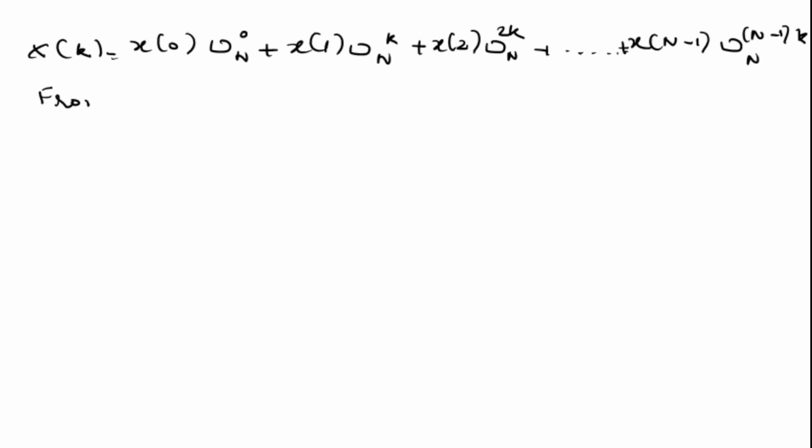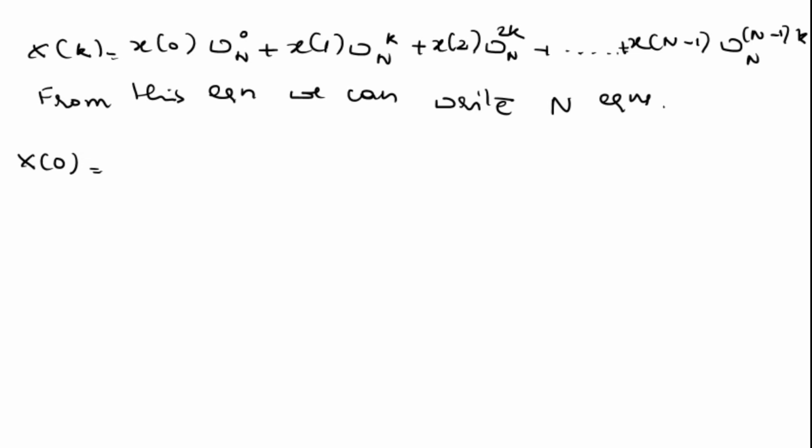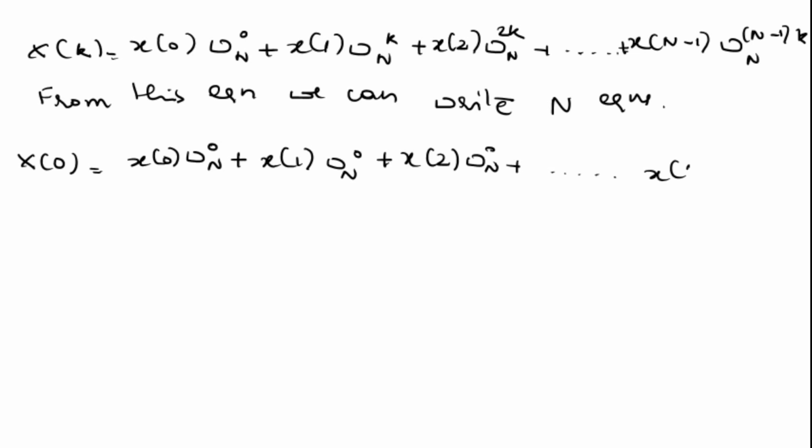So from the above equation we can write N number of equations, because we can vary the value of k from 0 to N minus 1. So X(0) is equal to x(0) into omega N of 0, changing the value of k to 0, plus x(1) into omega N of 0 plus x(2) into omega N of 0 plus so on, up to x(N minus 1) into omega N of 0.